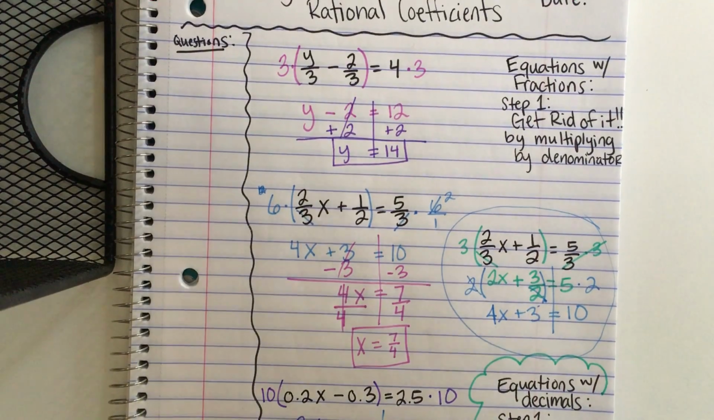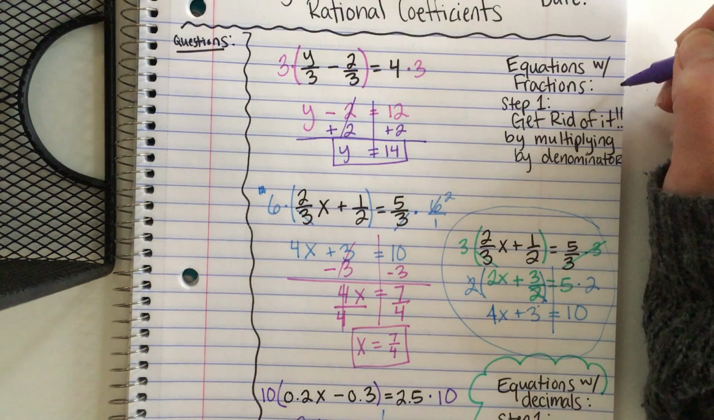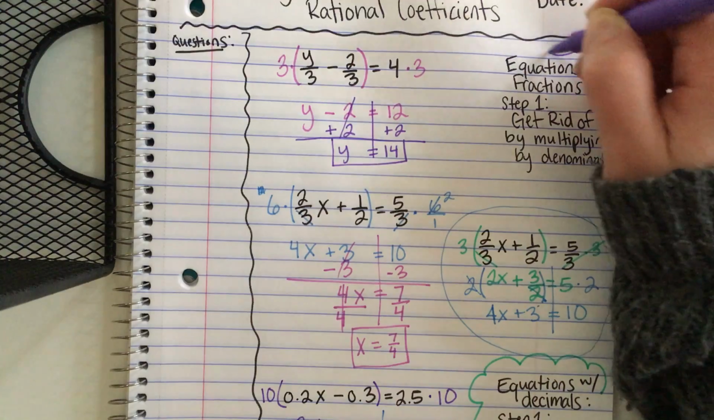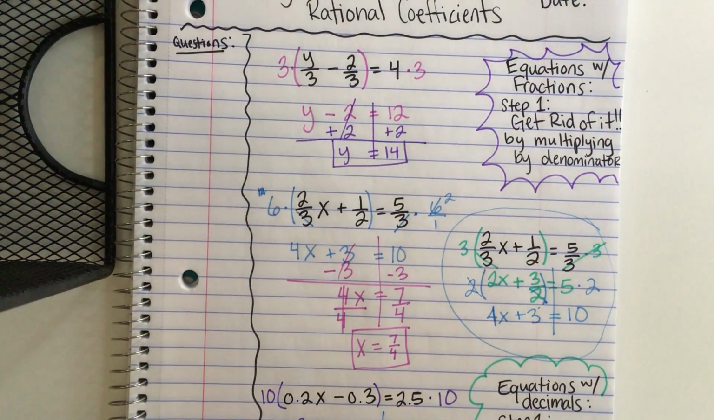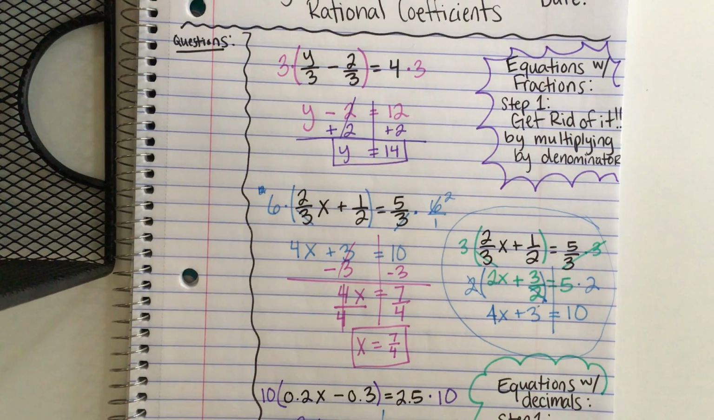And with fractions, we also want to get rid of them. Put another fun box around this one to find that one as well. Multiply by the denominator or by both of the denominators if there's more than one.